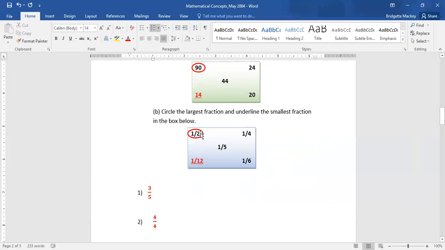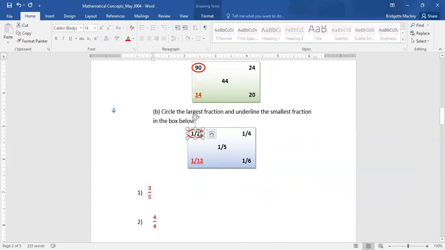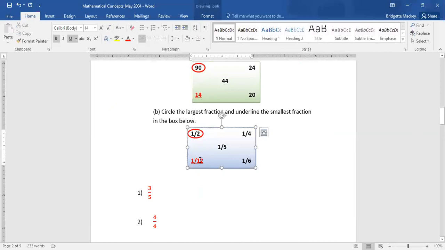So notice this fraction has 2 on the bottom and this one has 12 on the bottom. Now 12 is a larger number, but in this case, 12 on the bottom gives it a lower value, even though it's a larger number. So the opposite rule applies. So here we have a half is the biggest fraction, and then 1/12 is the smallest fraction. Okay, next question.